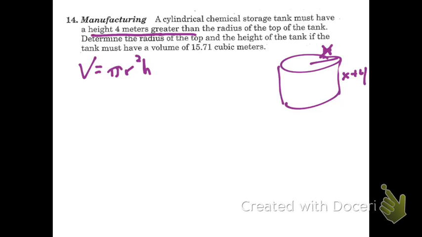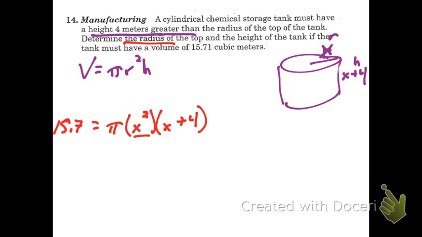Okay. So now that I have this, here's the radius, there's the height, I'm going to substitute those values in, just on the right side real quick. So pi times x as the radius squared, and then times x plus 4, which is the new height. Now, determine the radius. So we're trying to figure out the radius, the x, of the tank if the tank must have a volume of 15.71 cubic meters. So here's my equation. Now we just have to solve it.